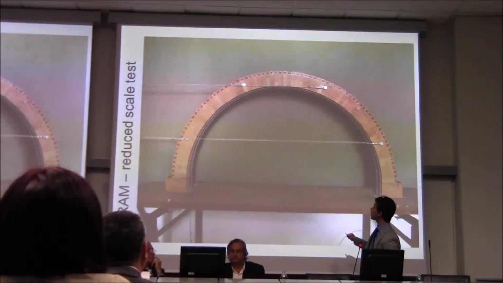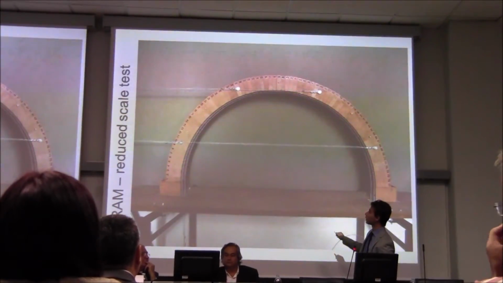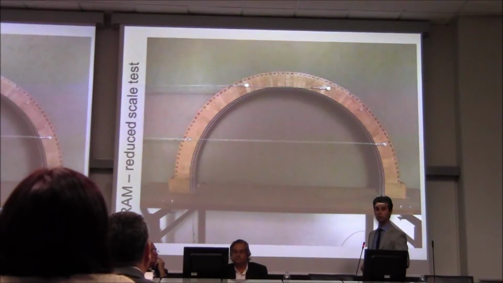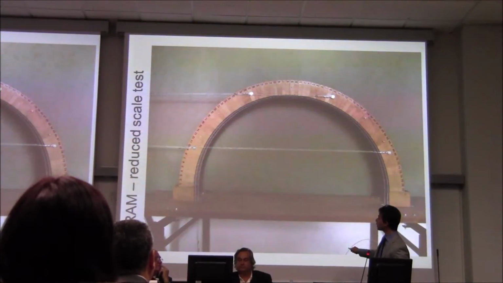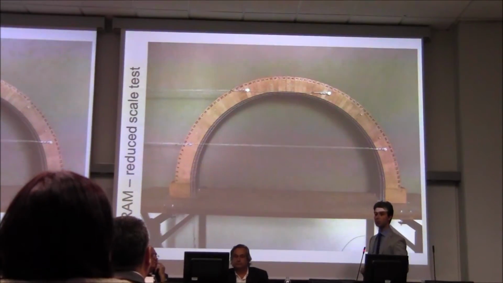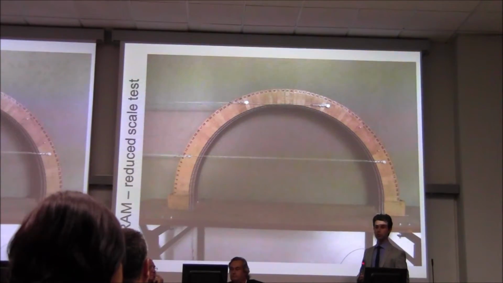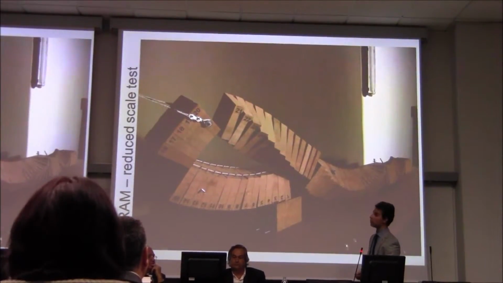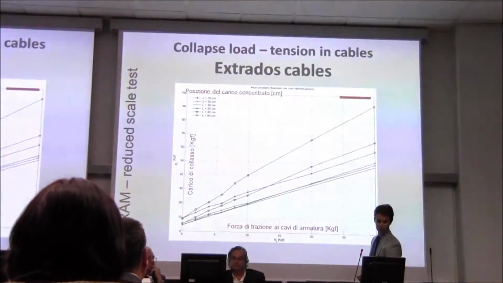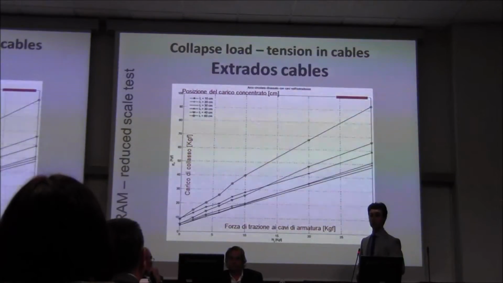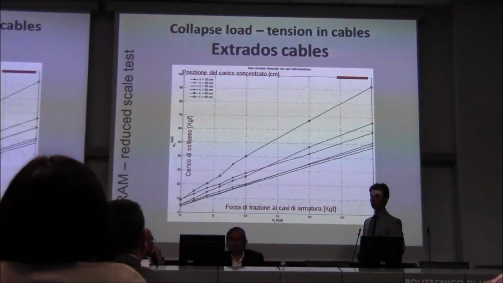Here again the same arch. These cables are the cables that have been used to apply the horizontal force, and this cable inside here in the intrados is the post-tension cable that coincides with the reinforcement of the arch. And this is the collapse of an arch. What is interesting to say is the experimental results obtained in terms of strength.